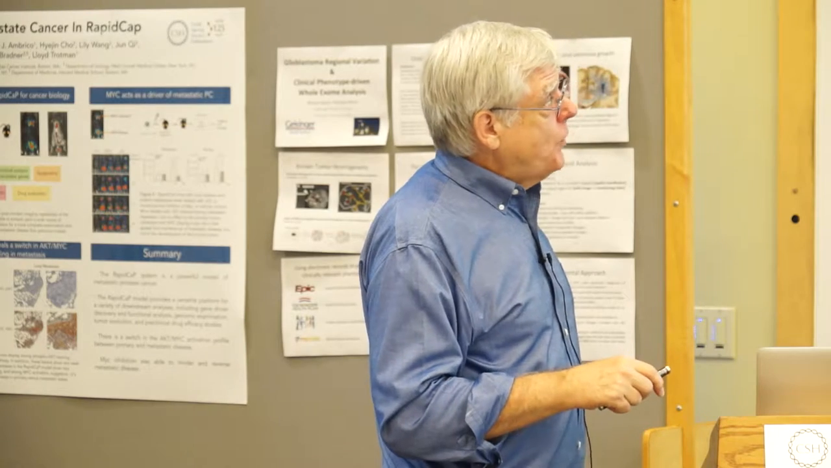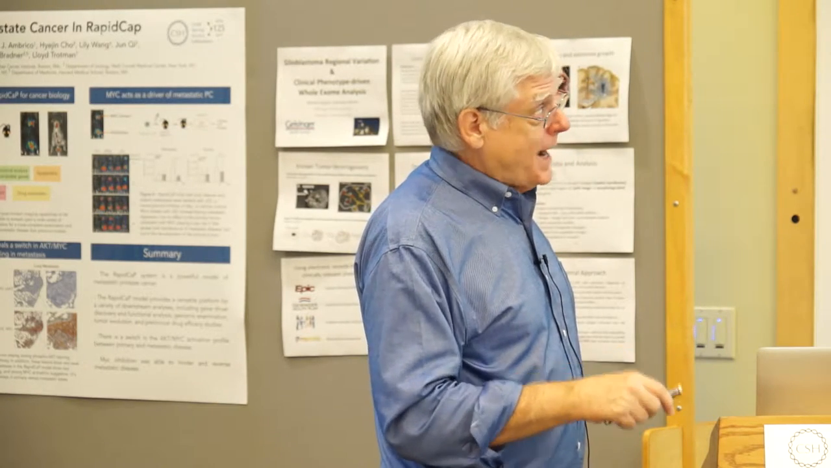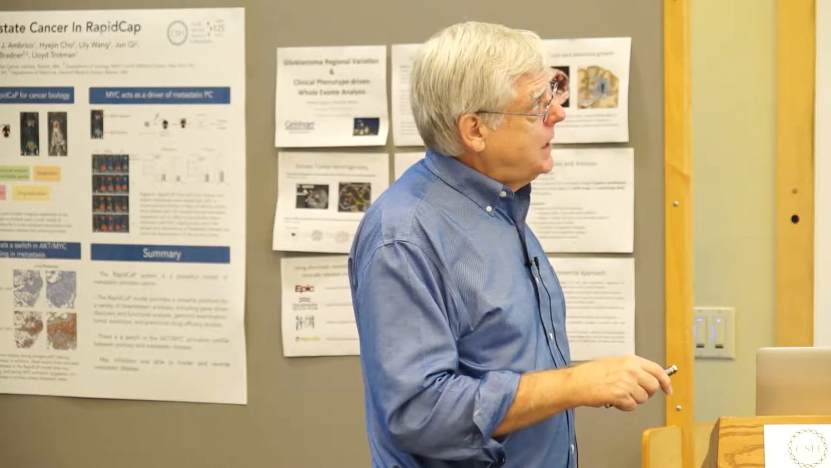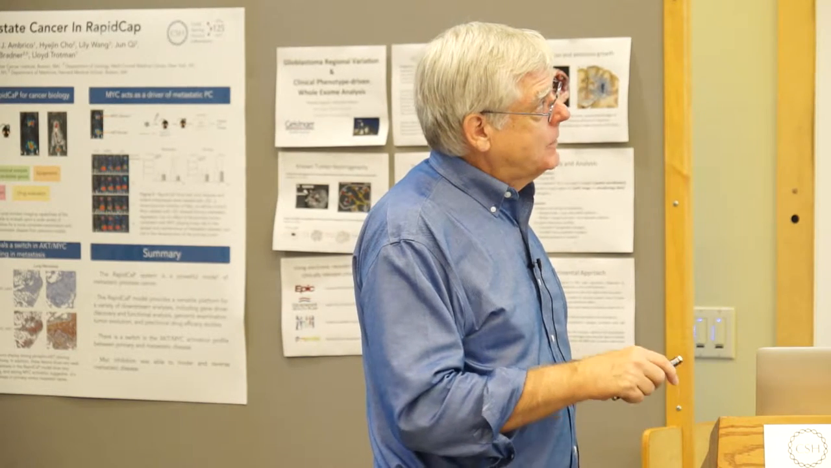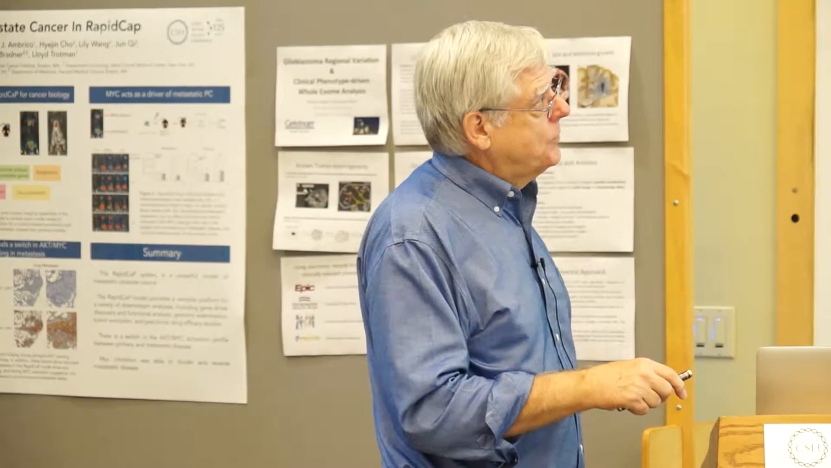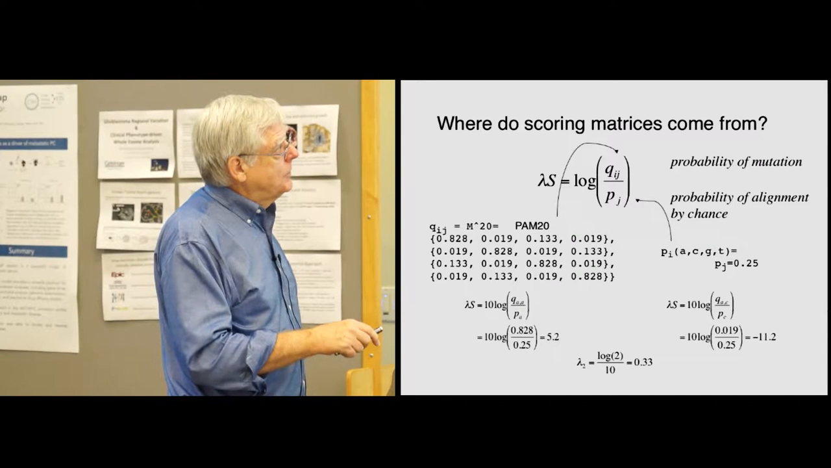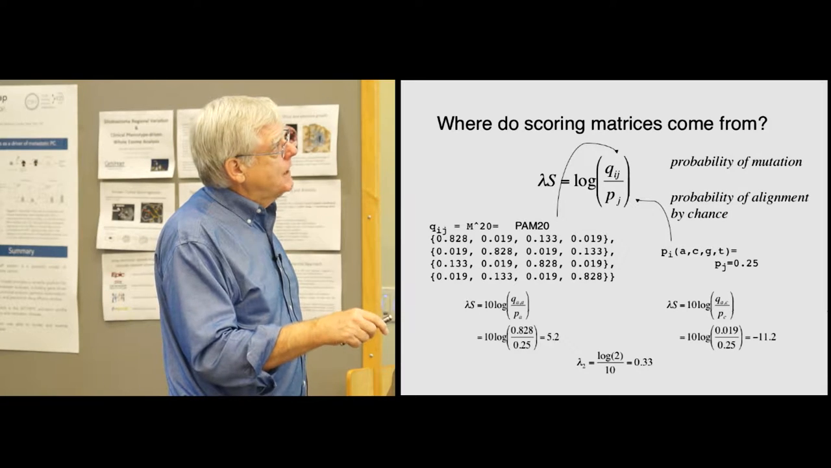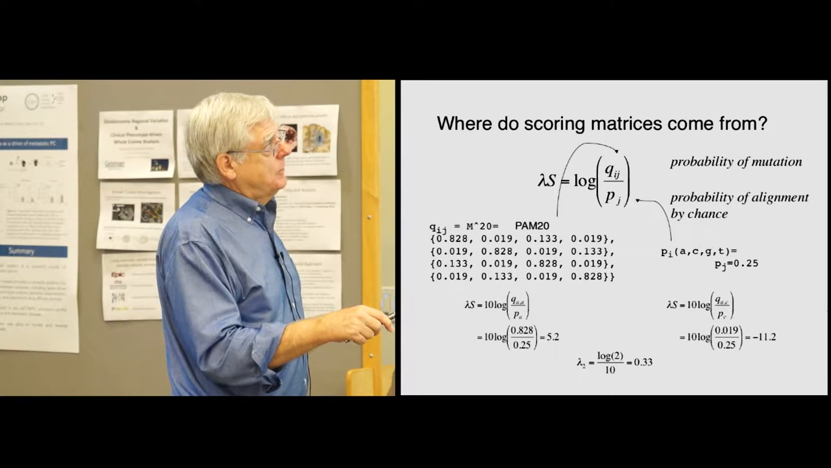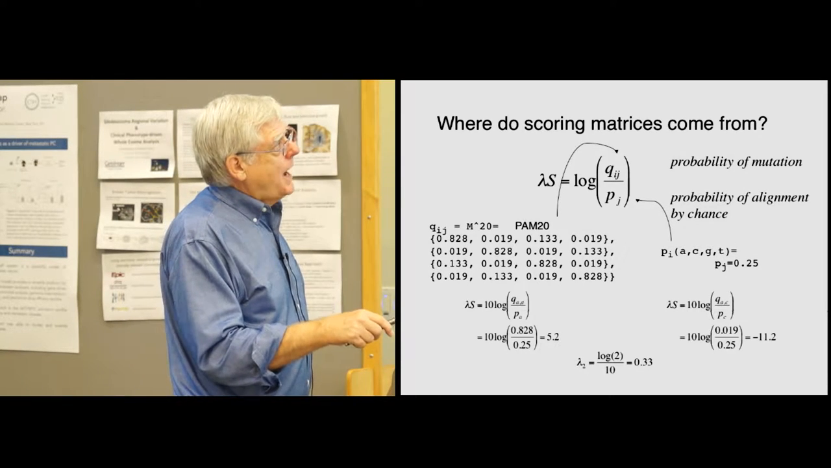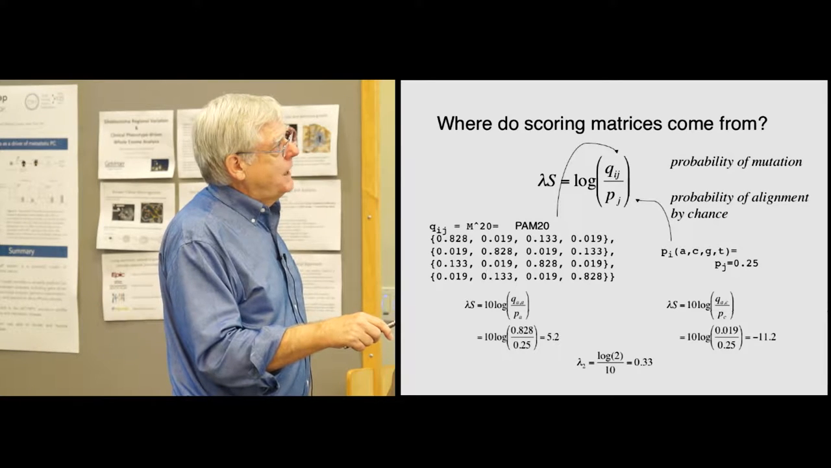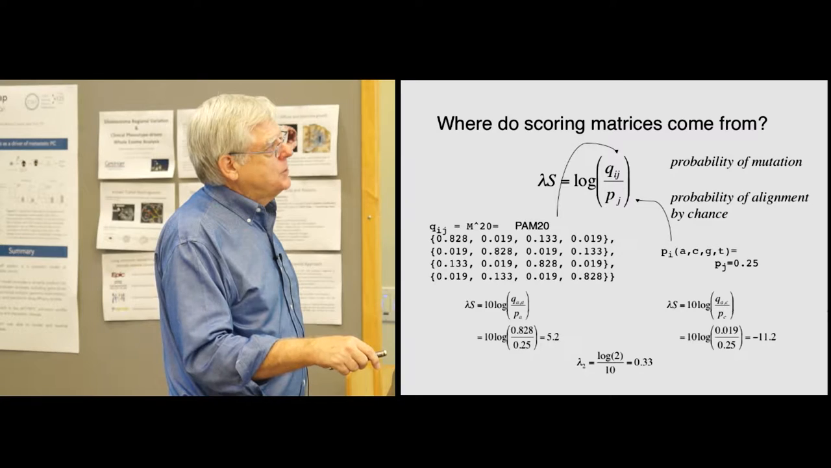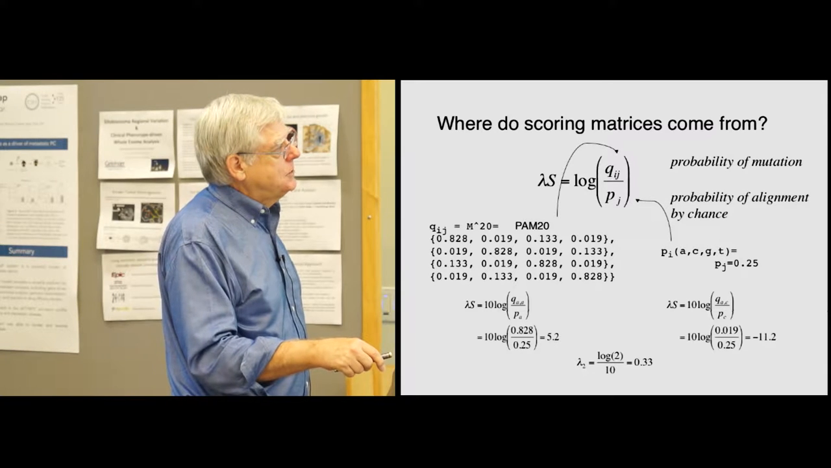So for PAM 20, what I'm going to do for my DNA scoring matrix is say that at PAM 20 the Qijs, if they're identical, are basically 0.83. If they're not identical, then they have these numbers that are off the diagonal. I'm going to plug those numbers into this thing right over here, and I'm going to divide by the probability of seeing a particular base by chance. That's just going to be 0.25 if I assume my genome is 25% ACGT.